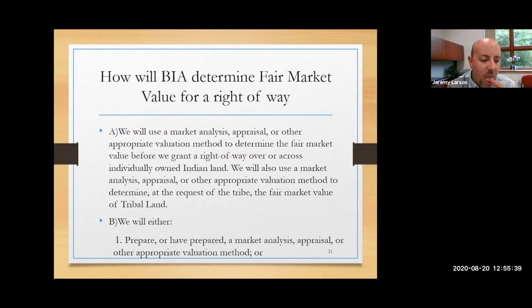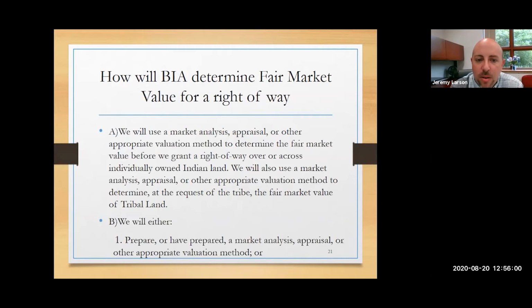How do we determine fair market value for a right-of-way? We use the market analysis appraisal or other appropriate valuation method to determine the fair market value before we grant a right-of-way over or across individually owned Indian land or tribal land.